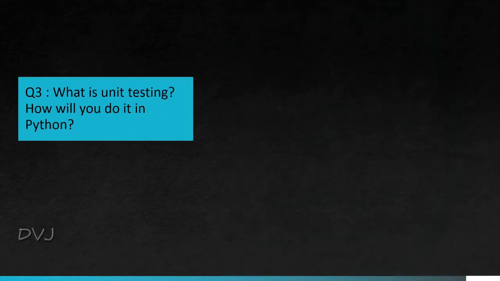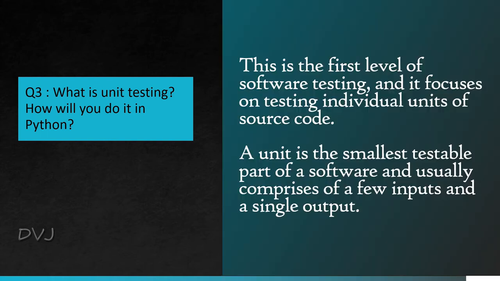Question number 3. What is unit testing? How will you do it in Python? This is the first level of software testing, and it focuses on testing individual units of source code. A unit is the smallest testable part of a software and usually comprises a few inputs and a single output.